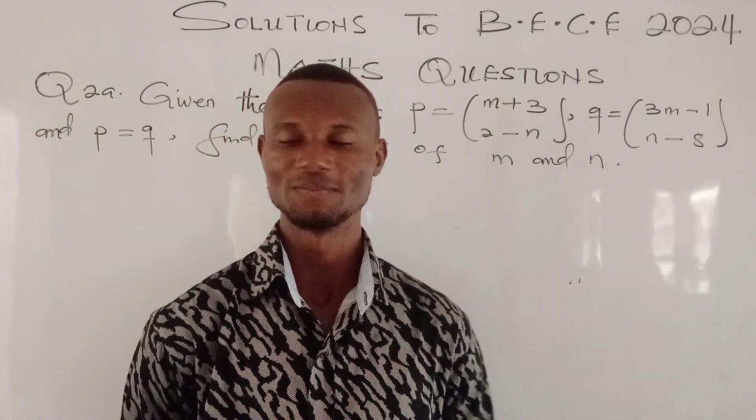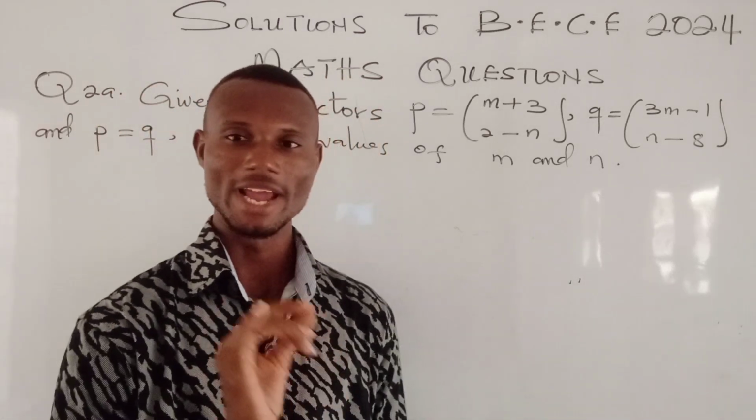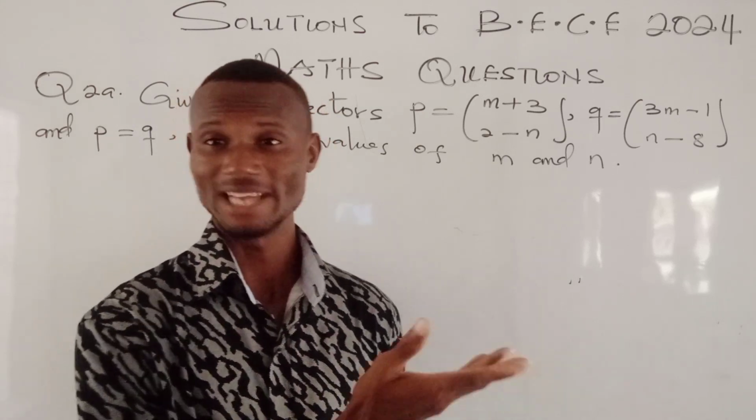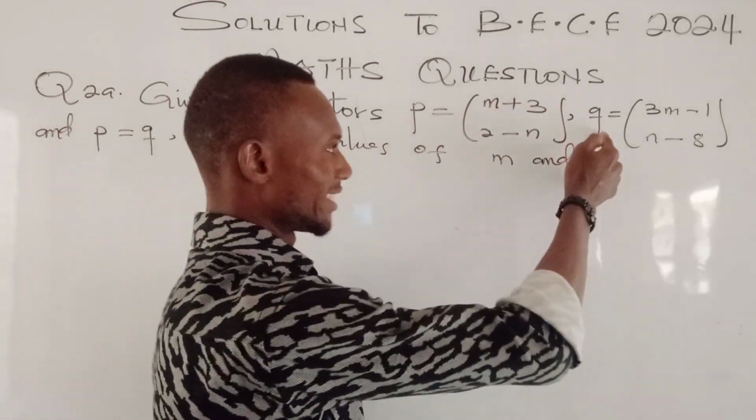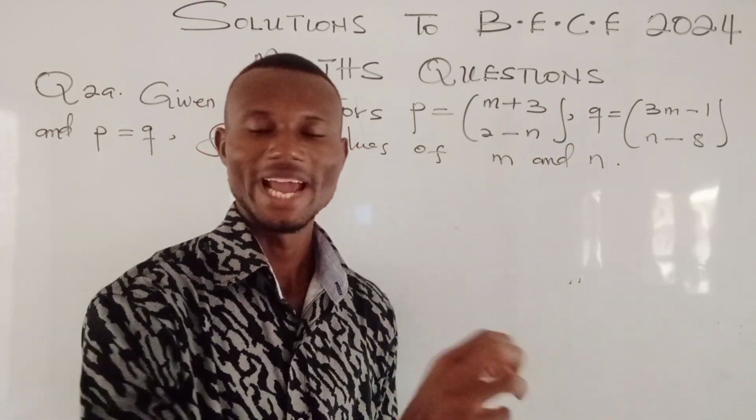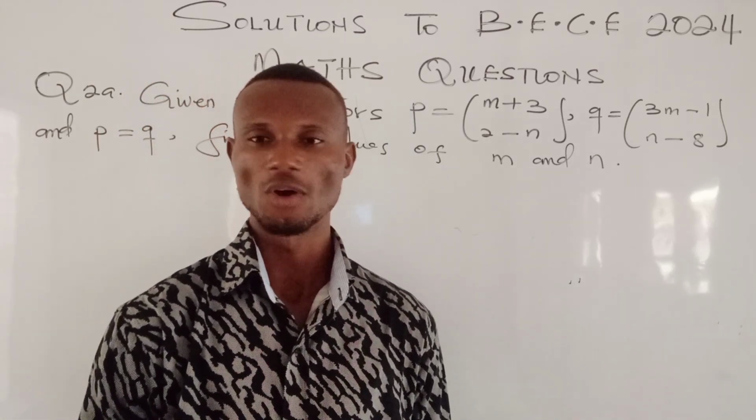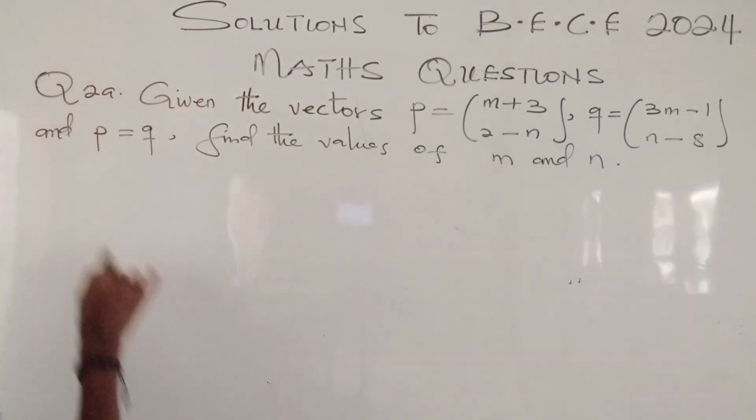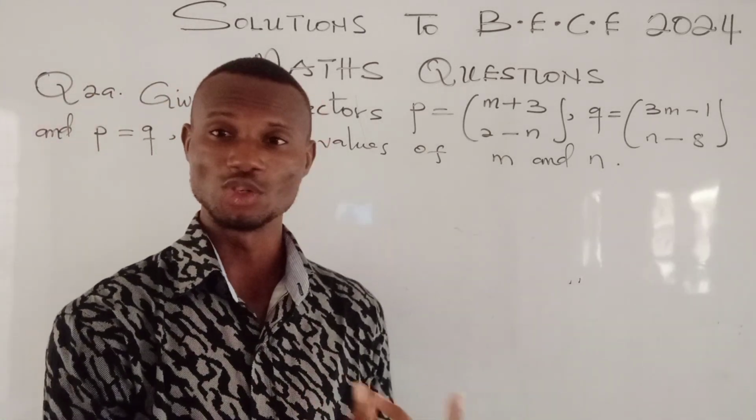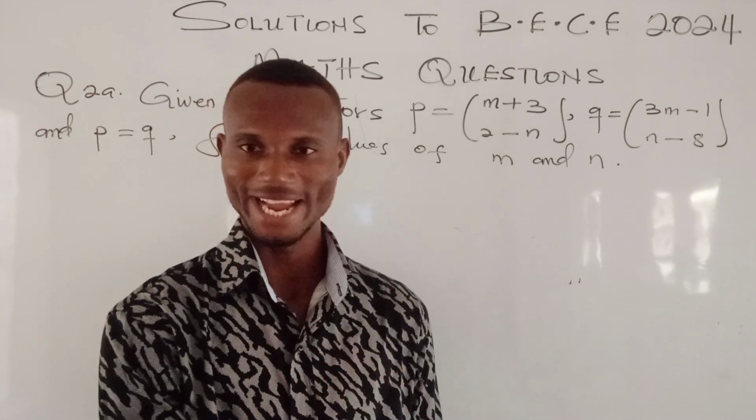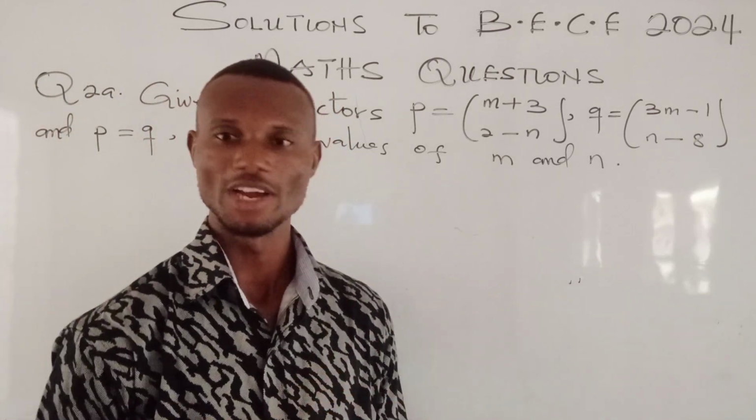This is a question on equality of vectors. The question gave us two vectors, the vector p and the vector q. The vector p has been given, the vector q has also been given, and we were given a condition which we are going to use to find the values of m and n. The condition is p equals q, and that is equality of vectors.